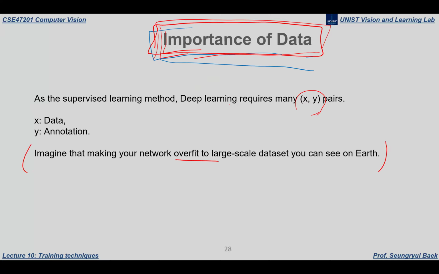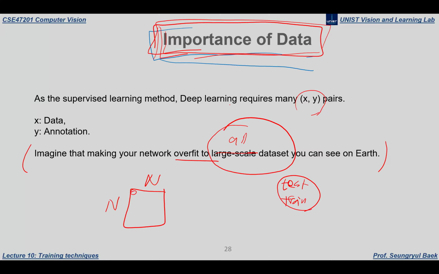So imagine making your network overfit to all the data, all the data you can see on Earth. I mean, this is the ideal thing, right? All data means both the test data and train data. Let's say the images are n by n, and each pixel has a range from 0 to 255, okay? And they also have RGB channels, okay?